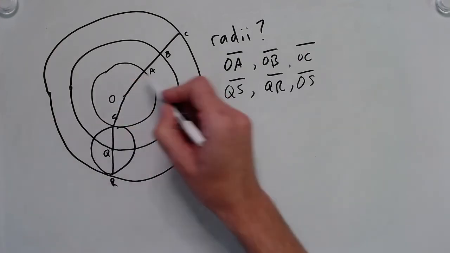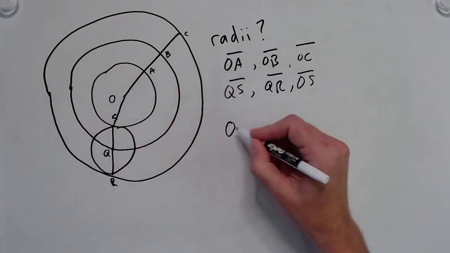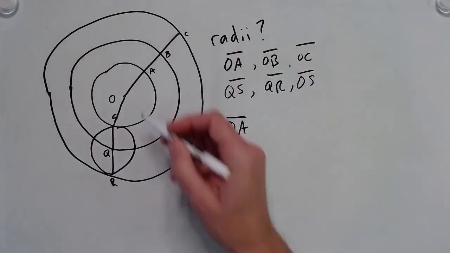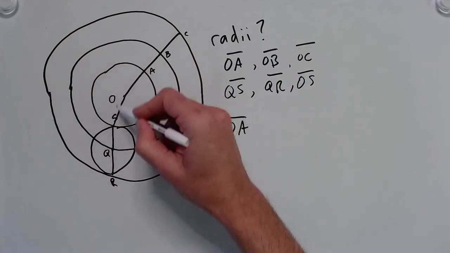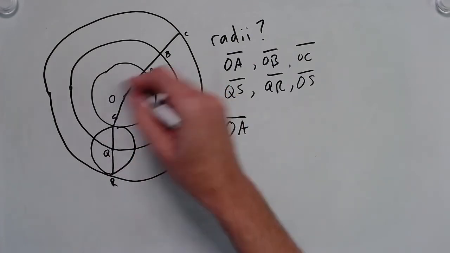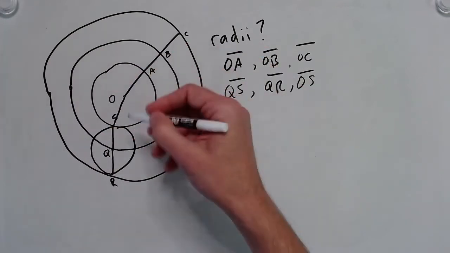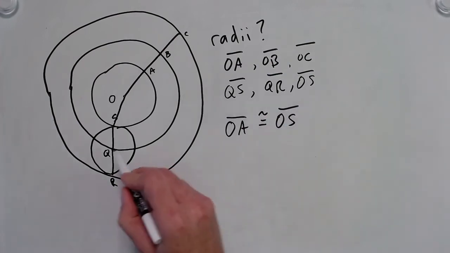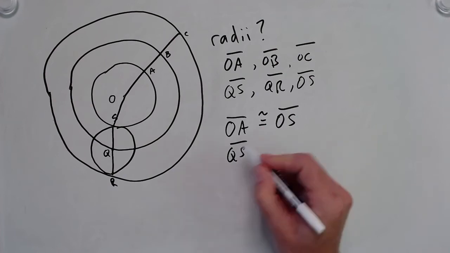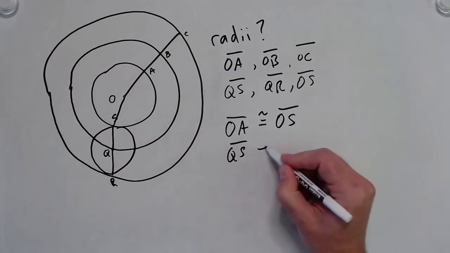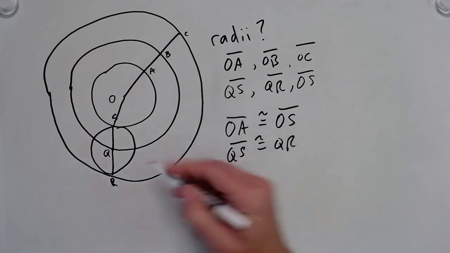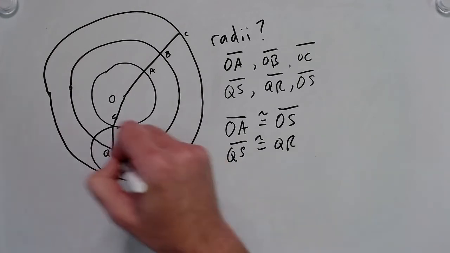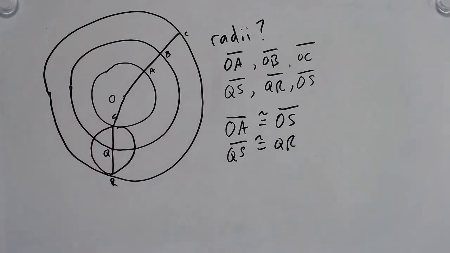So let's start with a smaller circle here. We've got radius OA. Is this congruent to any other radius in this figure? Well, this circle here has 2 radii, and the radius of any circle is going to be congruent to the radius of that same circle. So OA is congruent to OS. Likewise, down here, QS, this radius will be equal to QR, or congruent to QR. They're of the same circle, Q, so any radius is going to be congruent to any other radius of that circle. Alright, let's clean this off and do some more examples.